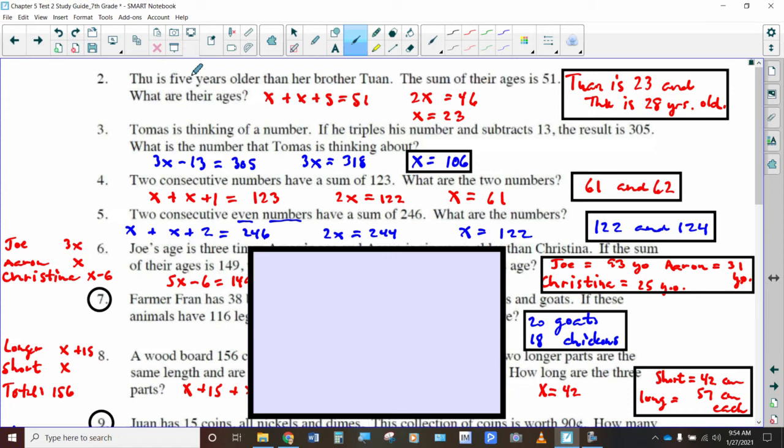Okay, so the first one: she is 5 years older than her brother. So we know we've got her and her brother. Wait, how do you spell that?